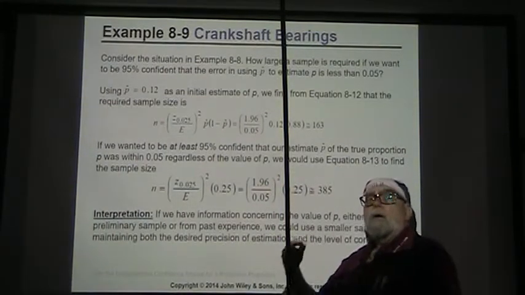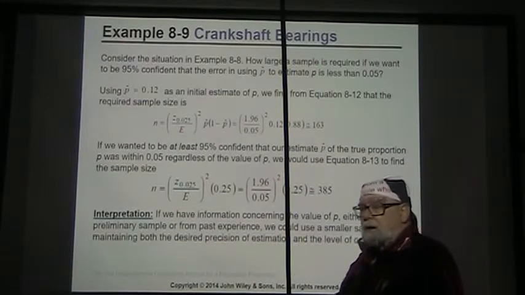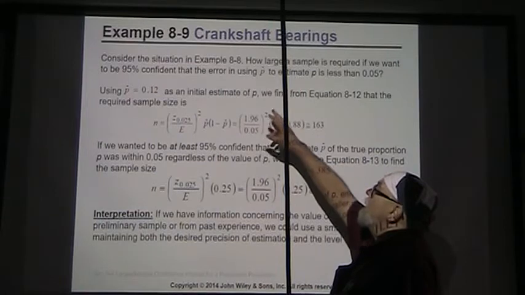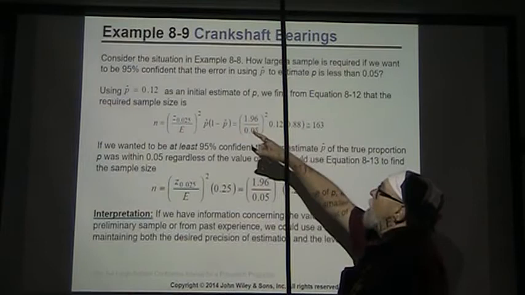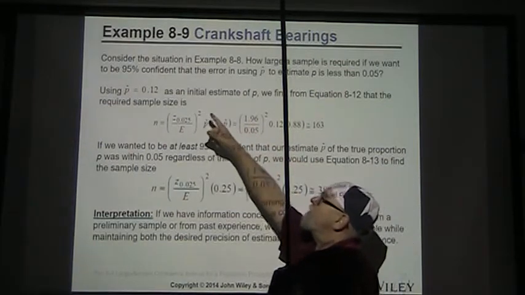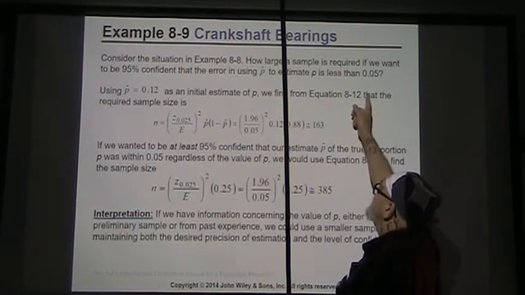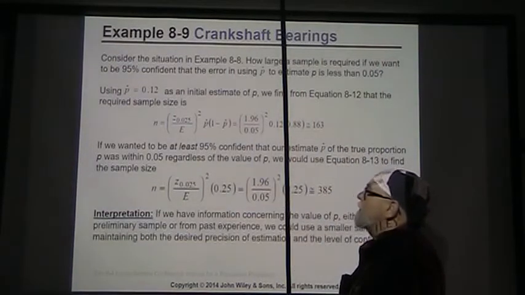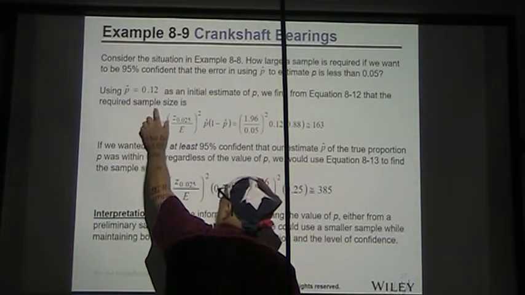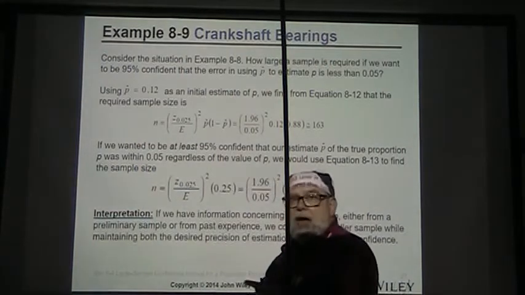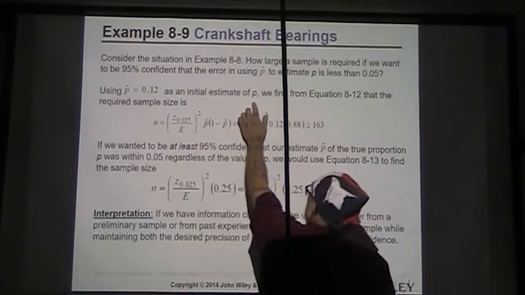All right, so we extend our example of crankshaft bearings. So we consider the situation in example 8.8. How large a sample is required if we want to be 95% confident that the error using p hat to estimate p is less than 0.05? All right, well right now we have a p hat equal to 0.12, right? 10 out of 85 crankshaft bearings. That's our initial estimate of P.